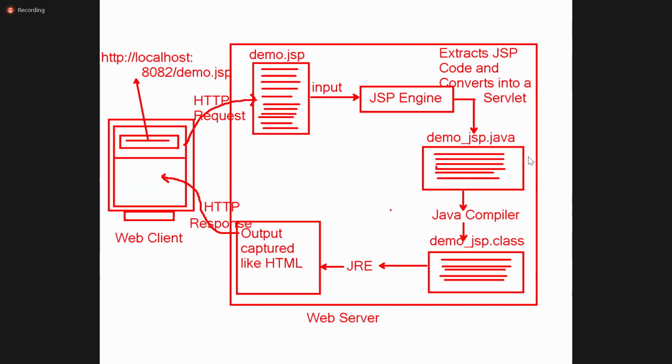So JSP is converted into a servlet by the JSP engine. But the JSP engine can understand only JSP code. That's why it extracts the JSP code and converts it into a servlet. The JSP engine doesn't know HTML. The Java compiler is also there in the server. That compiler compiles, and the .class file is generated. That is executed under the Java Runtime Environment. Output is captured like HTML and passed to the browser.